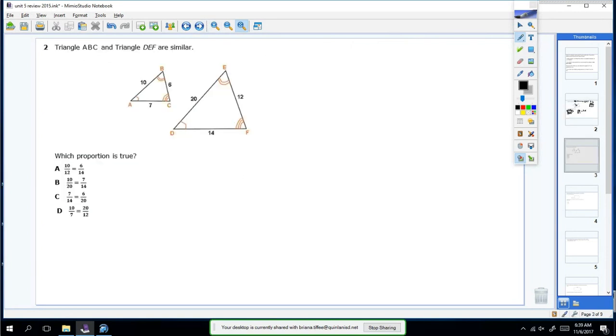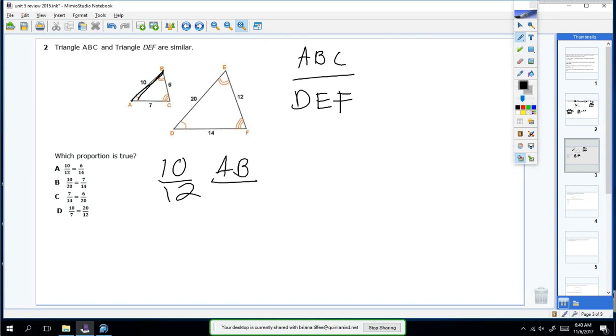Number 2, triangle ABC and triangle DEF are similar. So it means their corresponding sides are proportional. So you're going to have ABC over DEF. Oops, that's supposed to be E. There you go. So the first one they did 10 over 12. Well, 10 is on this line. 10 is AB, and 12 is EF. Well, AB goes with DE. So that means A is wrong.